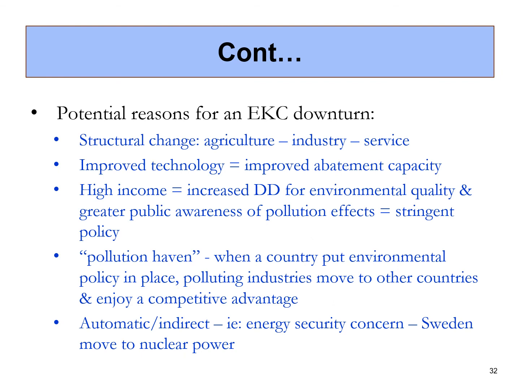These are some potential reasons for an EKC downturn. The first one is structural change. You start with agriculture, then you move to industry, and lastly you move to the service sector. That's why you will have an inverted U shape for the EKC. The second, when you have economic growth, definitely you will have enough capital to invest in technology. So you will have improved technology, and because of this improved technology, you can have a better abatement capacity.